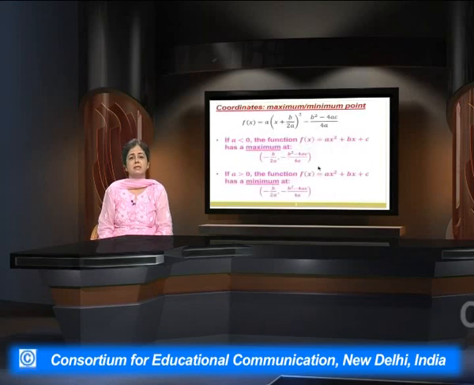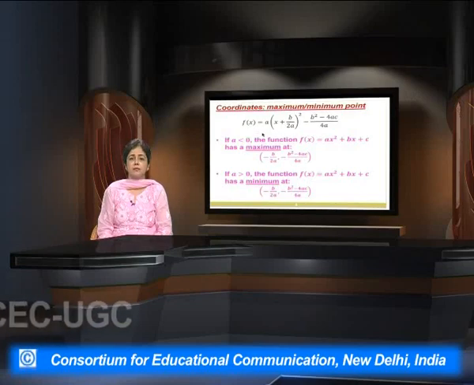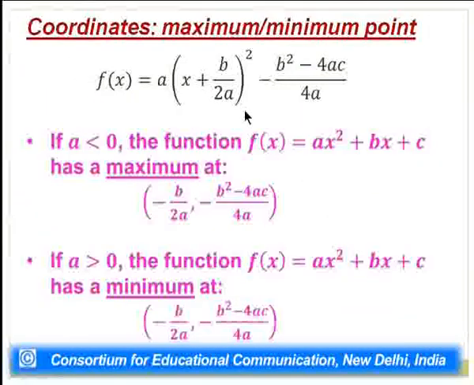And for that, you can see that because the function f of x is expressed as a times (x plus b by 2a) the whole square minus (b square minus 4ac) divided by 4a, when I put x equal to minus b by 2a in this expression, if you see where my cursor is pointing, then automatically the first term in this expression will get cancelled, the x plus b by 2a will get cancelled, and I'll get the value of the function at minus b by 2a, which is nothing but minus of (b square minus 4ac) divided by 4a.